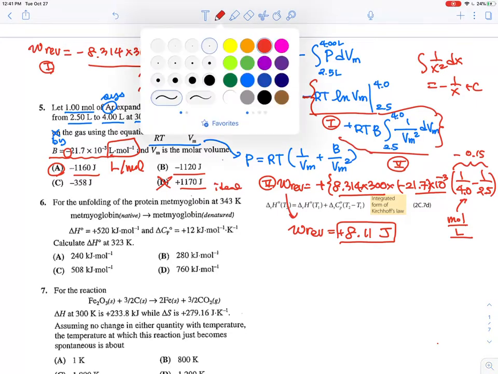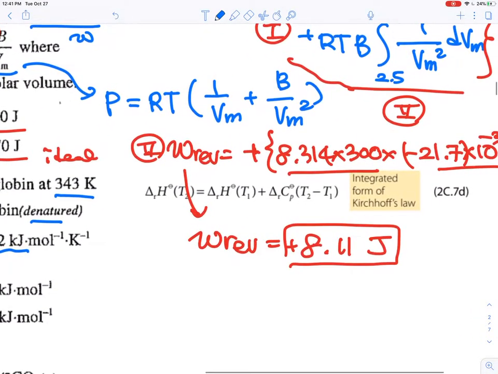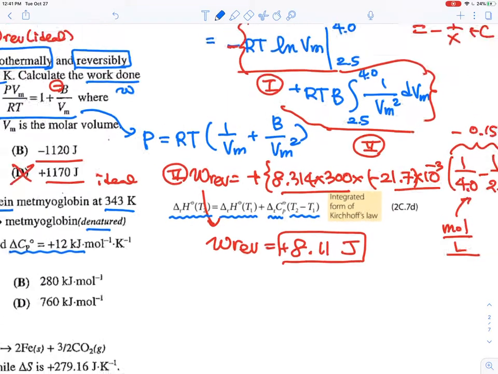All right, let's move on to the second problem. And this is a protein, myoglobin, at this temperature, and this is where the native and the denatured protein go back and forth, and they give you the delta H and the delta Cp values. And this is an equation that I kind of hear showing up here. Delta H at a different temperature is delta H at a certain temperature plus the temperature difference multiplied by delta Cp as standard.